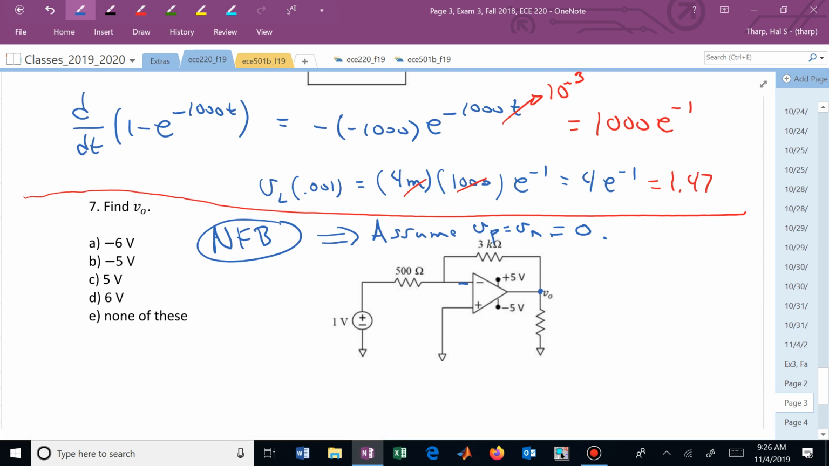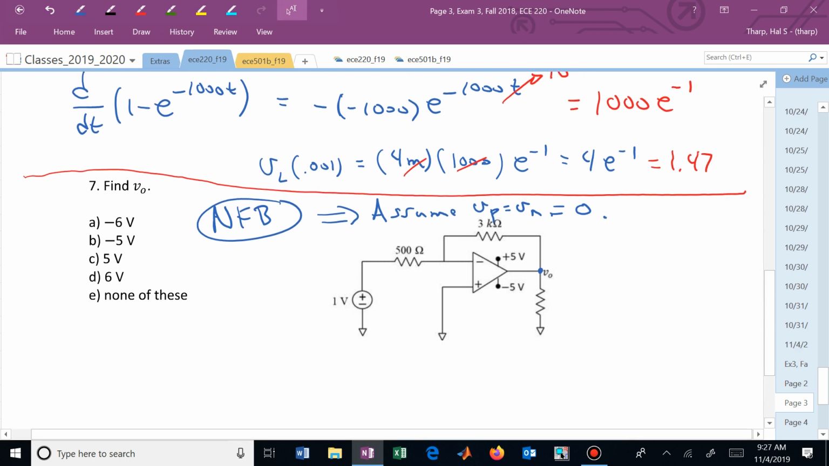If we end up finding that in this configuration the pins are now trying to drive this system beyond the supply rails, then we're in saturation and V sub p is no longer equal to V sub n. That's why I'm saying negative feedback implies assume Vp equal Vn. Let's continue, see what happens. At the end, when we find V0, we'll check it to see if it's outside of plus 5 or minus 5.